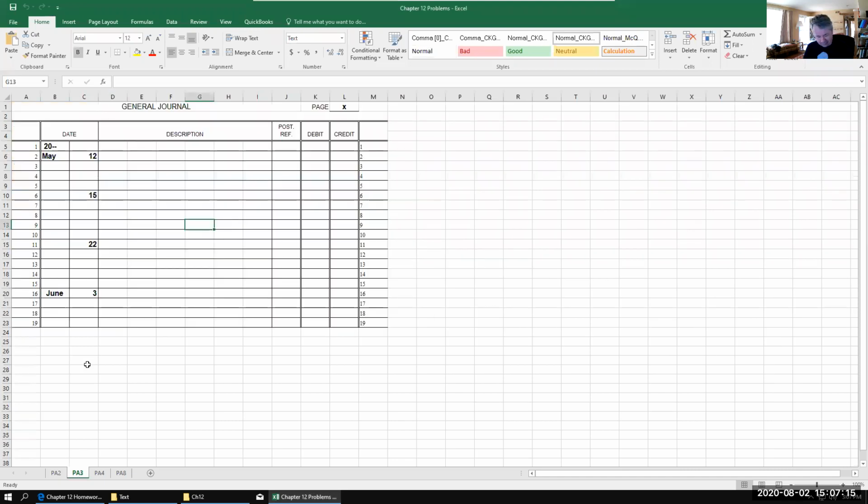Going into PA3, for all of these I'm not really going to do too many examples because they are pretty straightforward problems, and pretty straightforward journal entries. You're dealing with your inventories, your accounts payable, right? And just which ones of those.